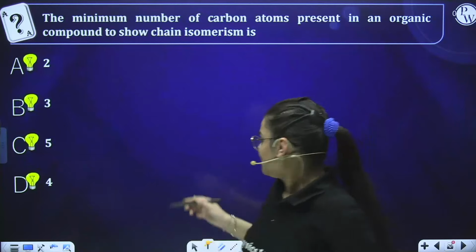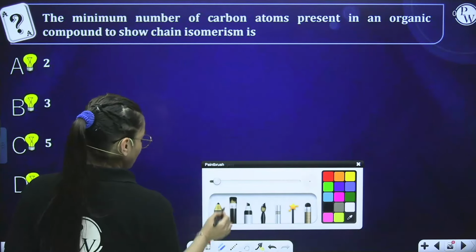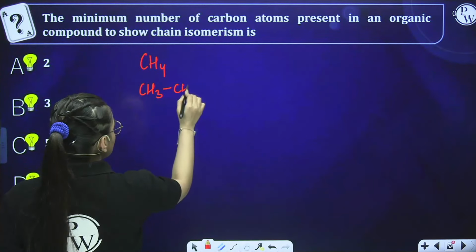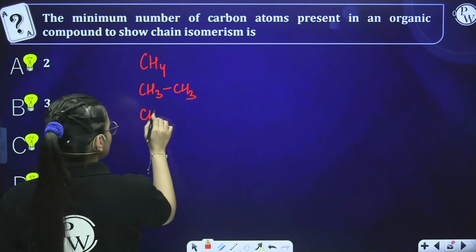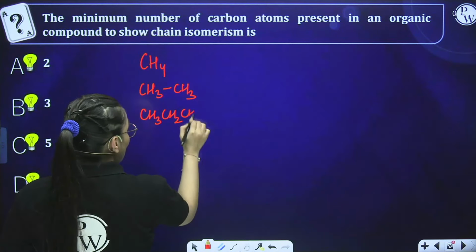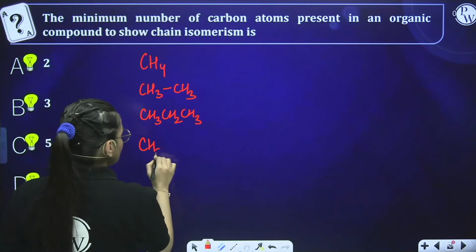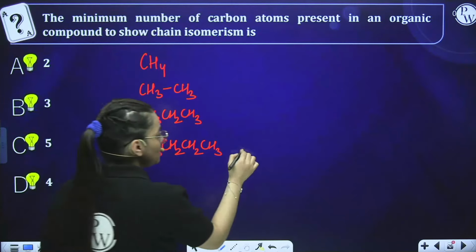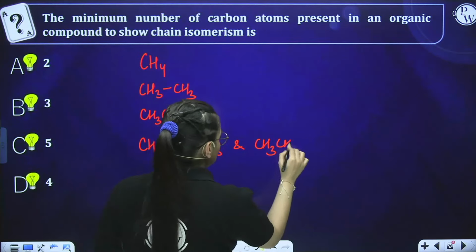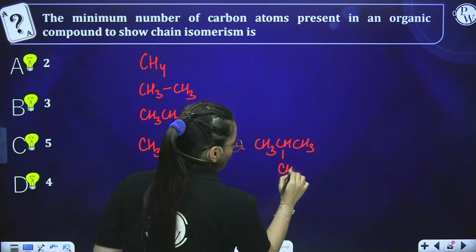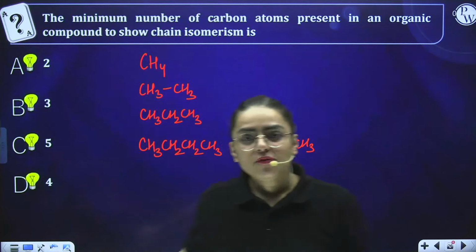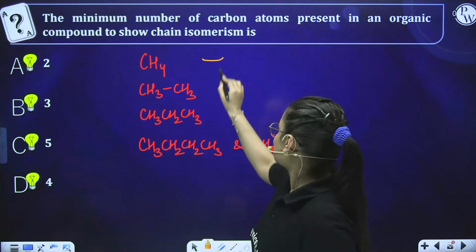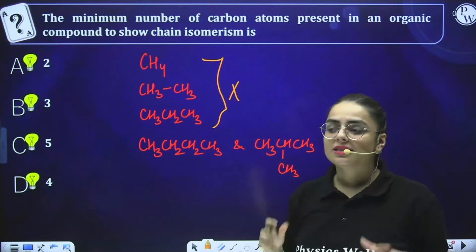I told you the case of CH4, if you remember. I took the case of CH4, then I took the case of CH3-CH3, then I took the case of CH3-CH2-CH3, and the third case was CH3-CH2-CH2-CH3, and students, CH3-CH-CH3, here came CH3. If you remember, on the very first page, we have discussed this topic. I told you that in these three cases, chain isomerism is not possible.